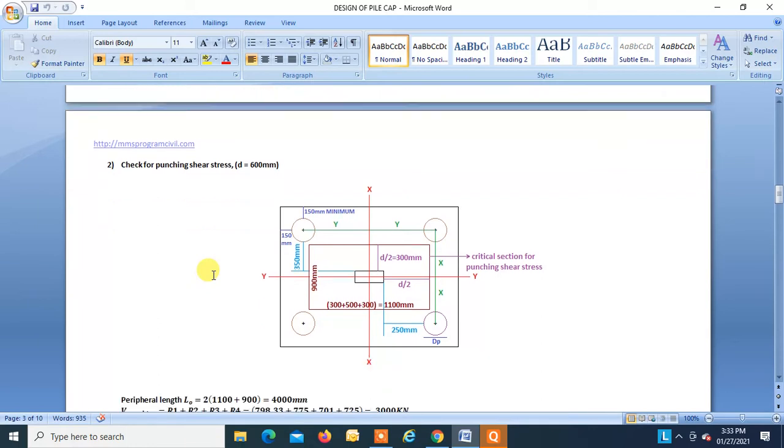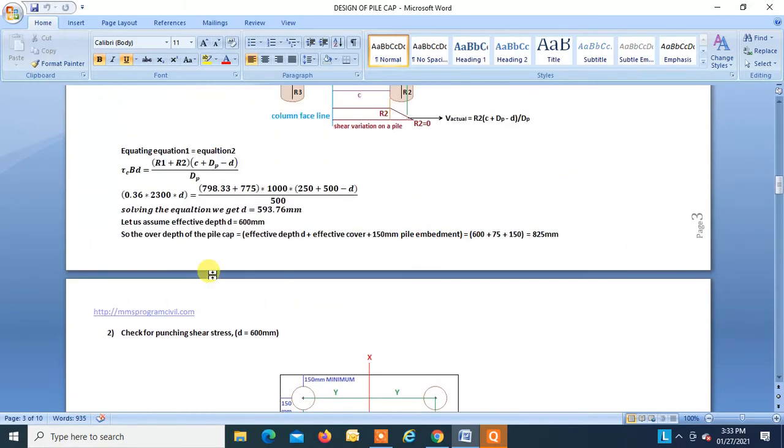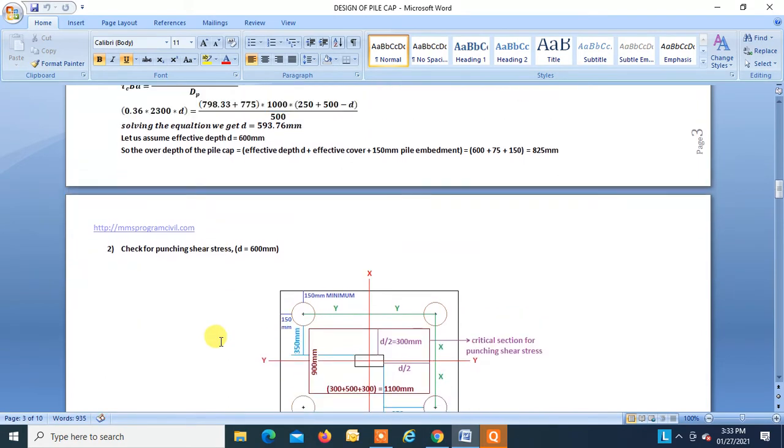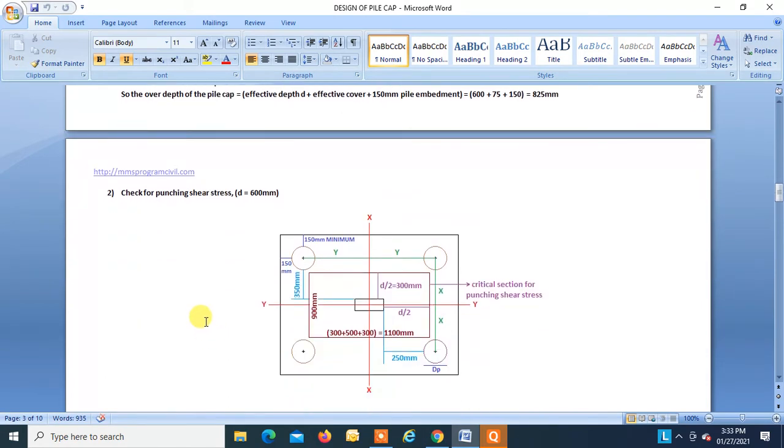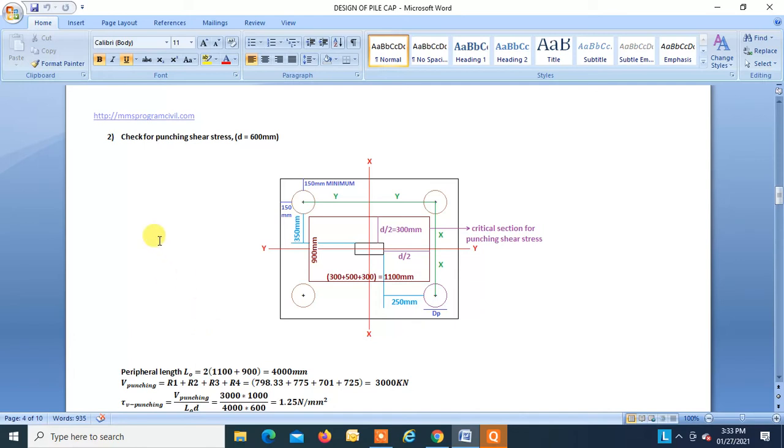Now after assuming the depth, the next step is to check for the punching shear stress, right? From one way shear we assumed the effective depth equal to 600. Now we have to check whether this section is okay in case of punching shear or not. So we know that the punching shear section is taken at a distance d by 2, that is 300 mm, because d is 600, 300, 300.